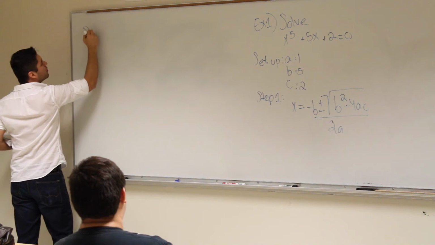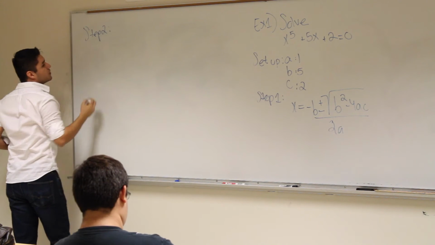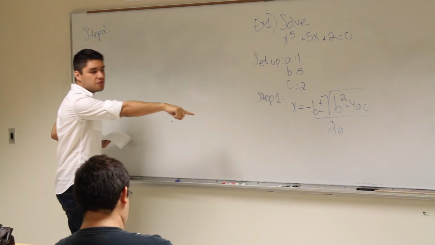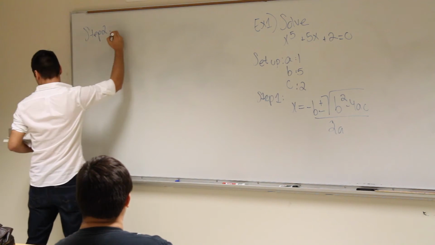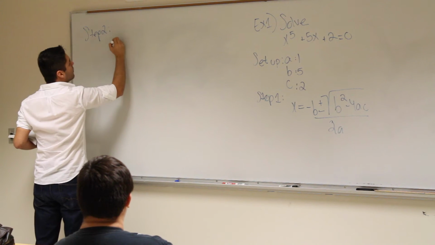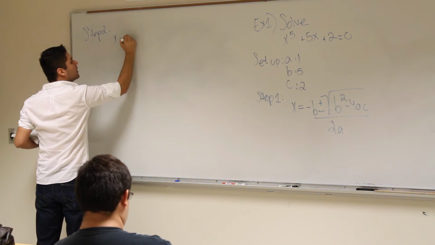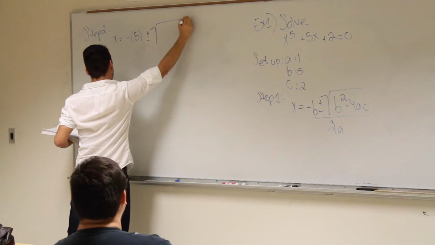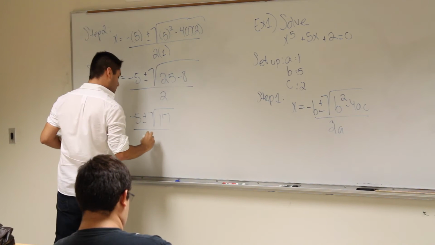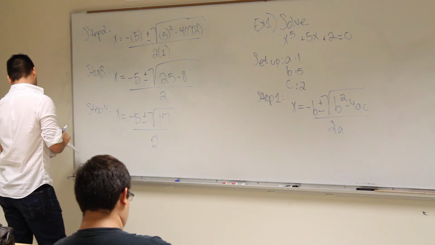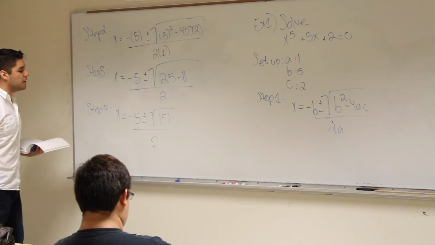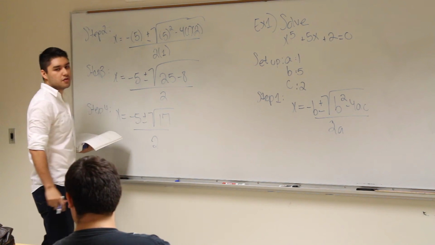Now for step number 2, what I want you guys to do is substitute. Now you know what your a, your b, and your c is. I want you to substitute them back into your quadratic formula. So this is going to have the form of x equals negative 5 plus or minus 5 squared over 2. All right. So your answer is, your x is going to be negative 5 plus or minus square root of 2 over 2.